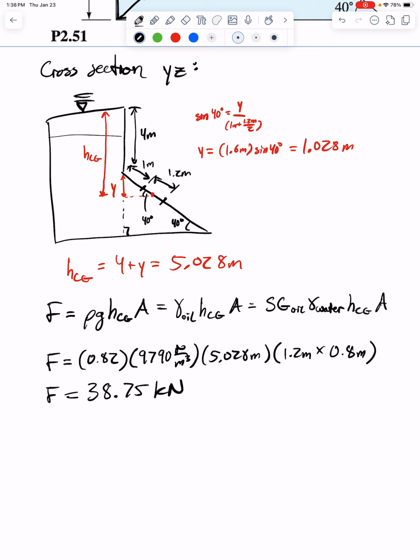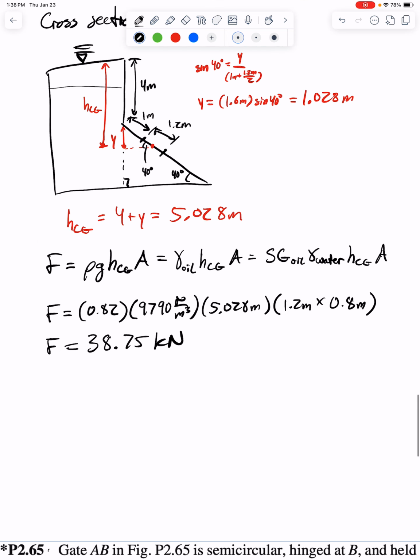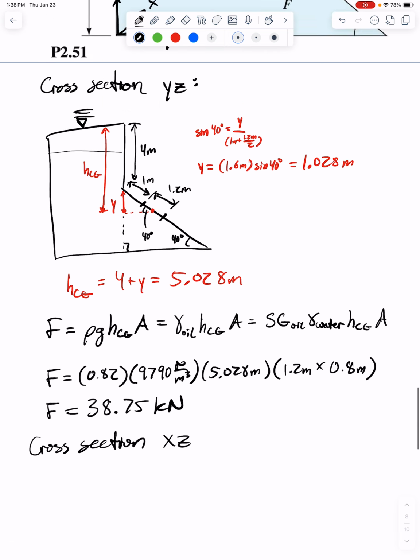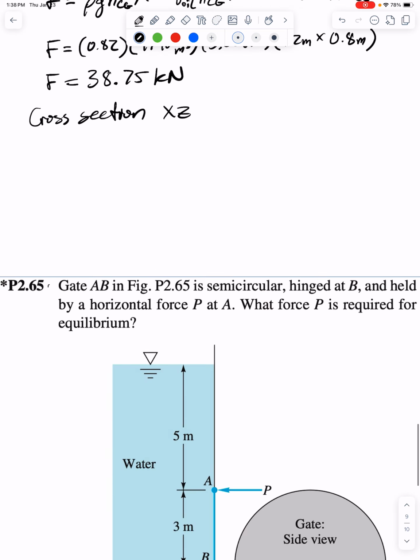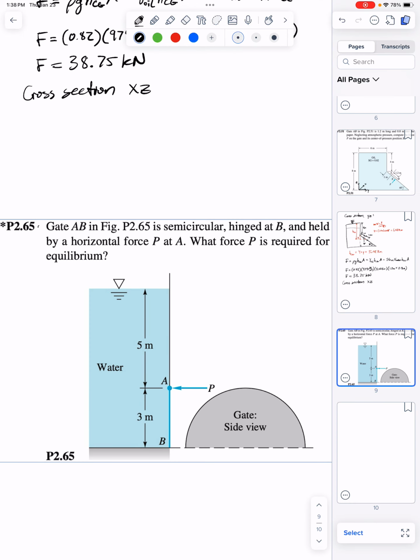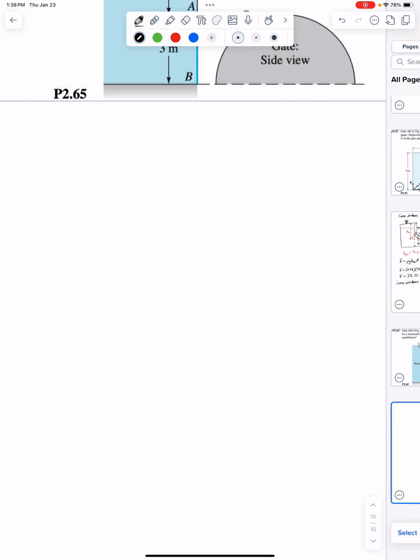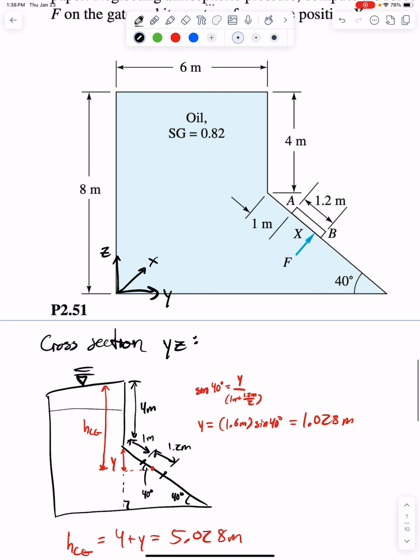So that's the first component of this problem. The second component is determining the location of the center of pressure. So I'm going to change my cross-section. I'm not going to look along the XZ plane. I know this doesn't follow the right-hand rule, but this is how I visualize this problem, at least. How about we define x going this way? That makes sense.